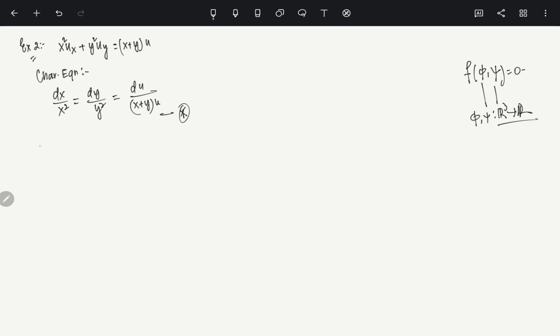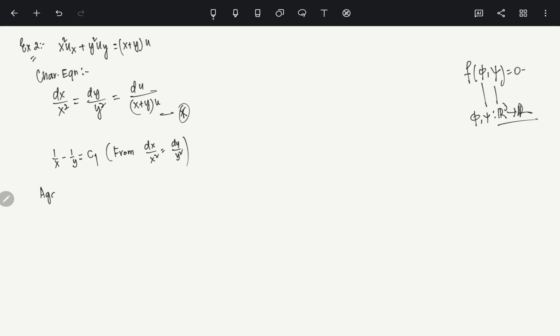From the first two equations, what do you get? From the first two, we get 1 by x minus 1 by y equals some constant C1. You can easily see this is always true, right? I don't have to calculate explicitly. This is always true. Okay. Now, from the first two, let me write it this way: dx by x square equals dy by y square. Okay. So, this is what we get.